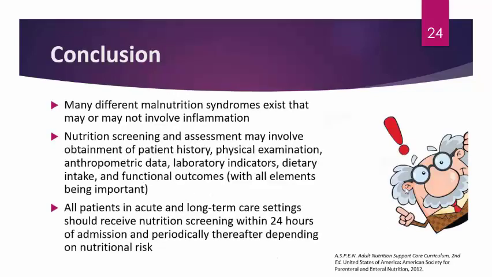So our overall conclusion from today's talk is that there are many different malnutrition syndromes that exist, and they may or may not involve inflammation. Those that involve inflammation are your acute and chronic disease state associated malnutrition syndromes, and the ones that don't involve inflammation include your starvation-associated malnutrition syndromes.